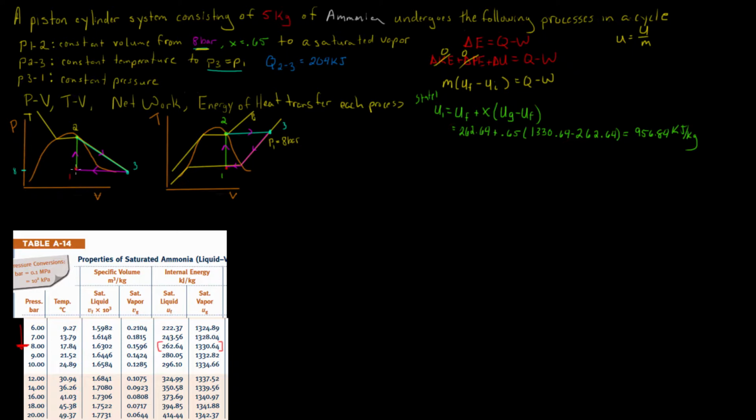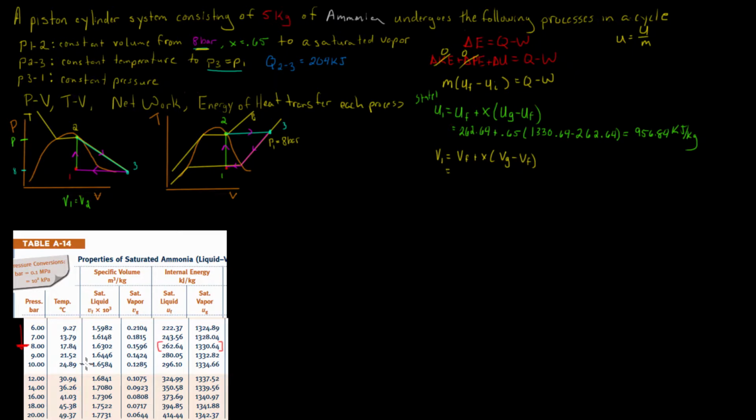So now let's find U2. Well, U2 is on the saturated vapor part of the curve, but we don't know what the pressure is. It's at some unknown pressure. But that's okay, because V1 is equal to V2, because it was a constant volume process. So what we want to do is figure out what V1 is. Then we're going to use that to figure out what U2 is. So V1, if that doesn't make sense, just watch this part. V1 is going to be equal to Vf plus x times Vg minus Vf. So it's the same equation as this, only we're using specific volume.